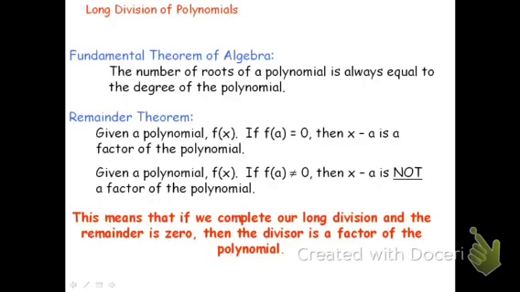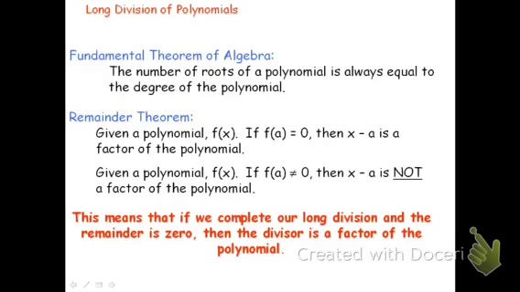Okay, putting this together, we can now talk about the long division. If we complete the long division of our polynomial and we get a remainder of 0, then the divisor is a factor of the polynomial. So when we do long division, we're going to look for a remainder of 0. If we get a remainder of 0, then we found a factor of the polynomial.